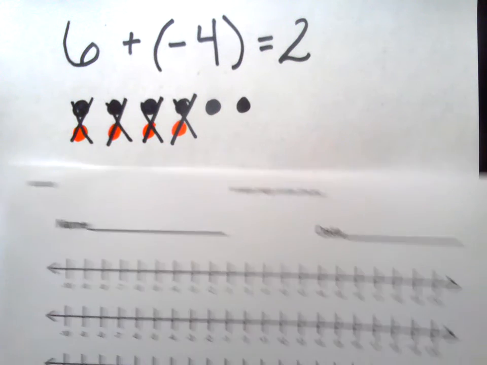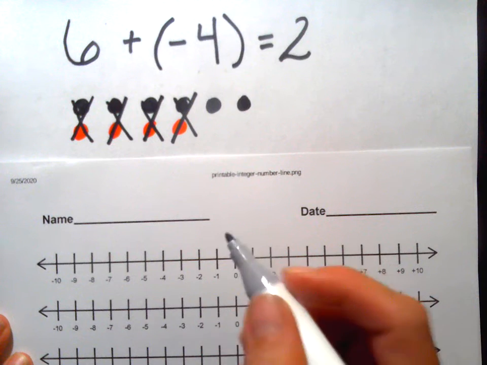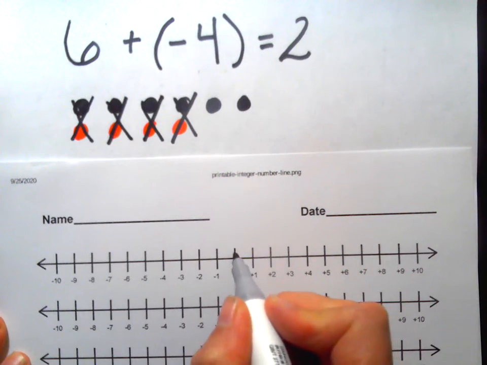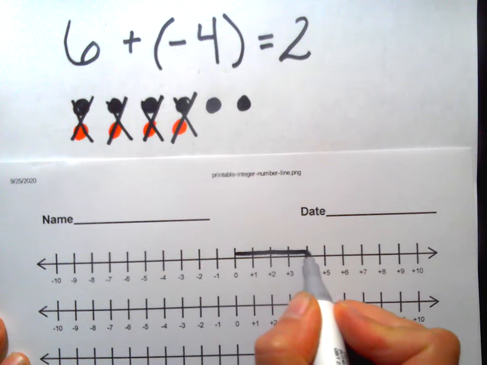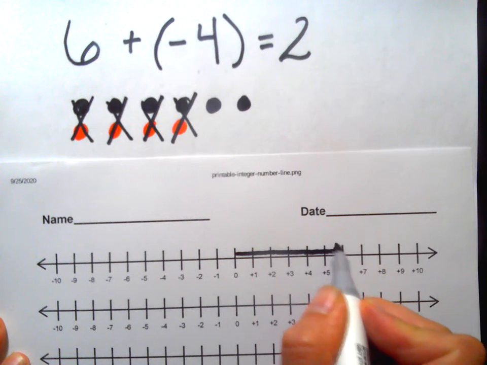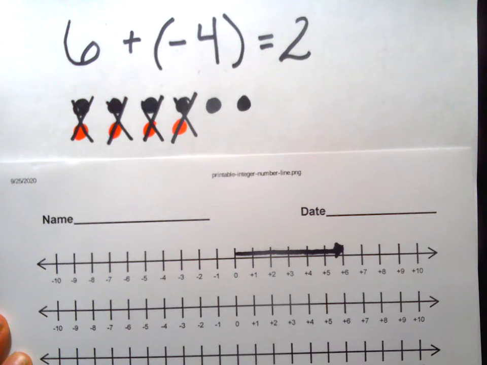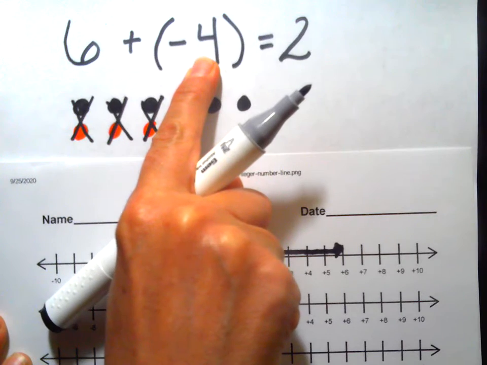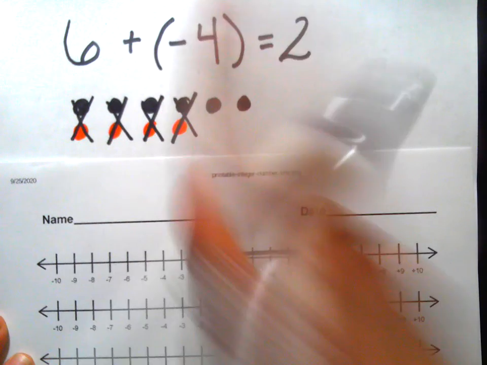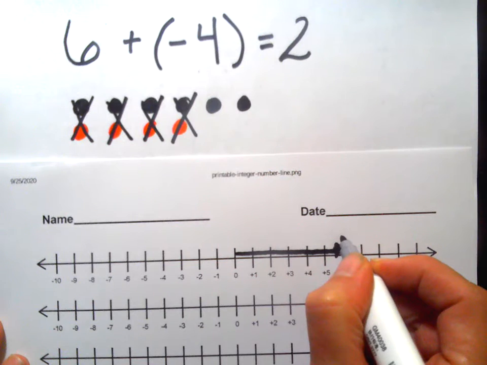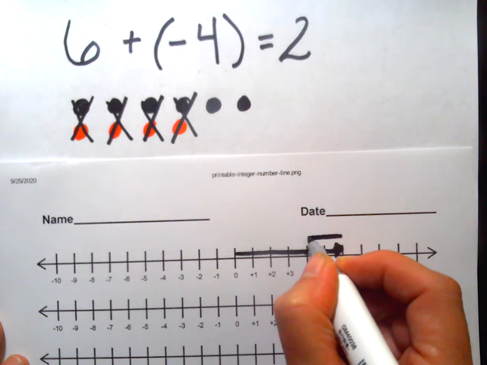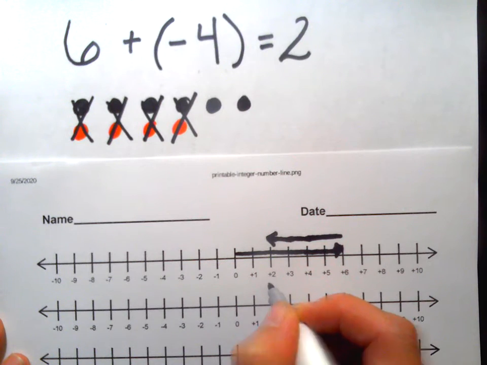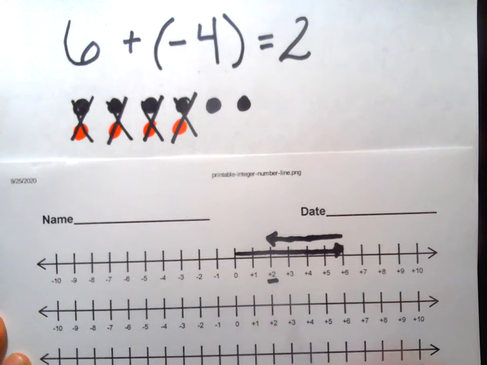I'm also going to look at this on the number line really quick. I always start at 0, and I'm going to go up to the right 6. 1, 2, 3, 4, 5, 6. Now I have to move back to the left because I have a negative number. And whenever you're adding a negative number, you move to the left. I have to move to the left 4 units. 1, 2, 3, 4, which leaves me again at positive 2.